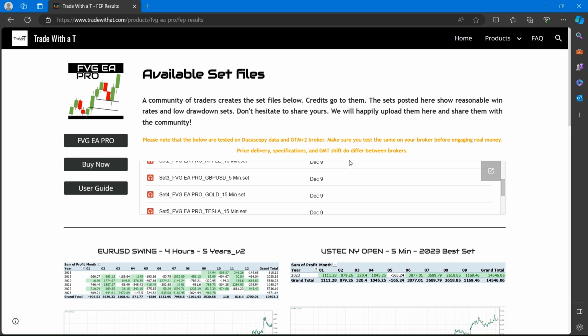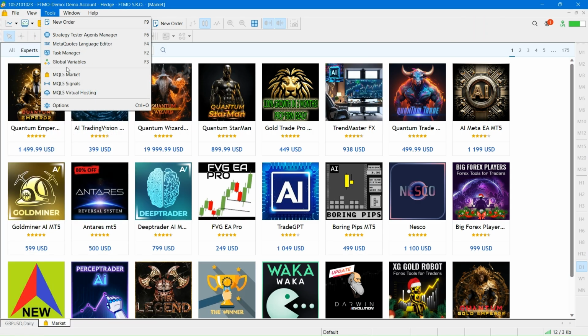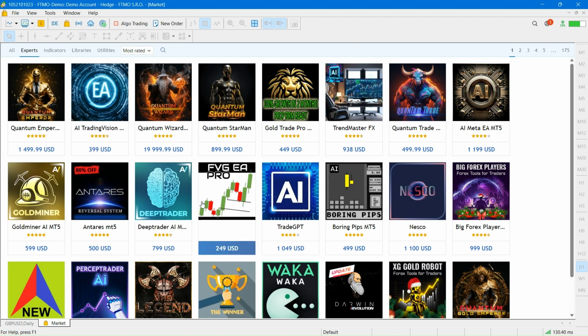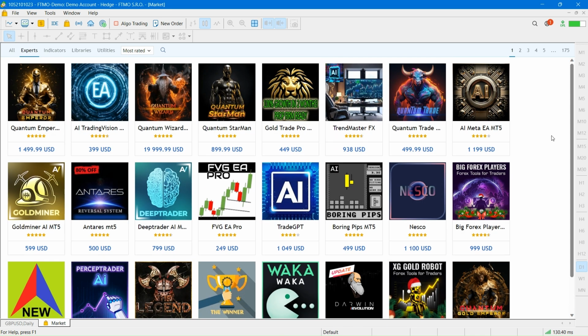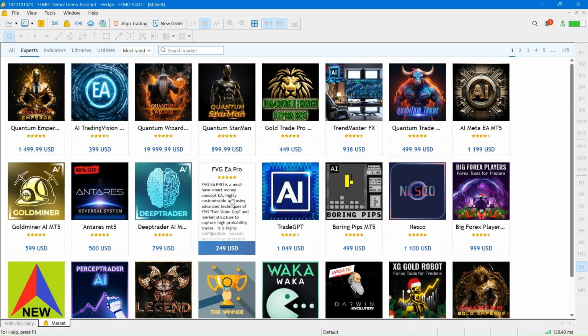Let's jump to MetaTrader 5 and start this step by step. If you haven't bought Fair Value Gap EA yet, you need to go to Tools, MQL Market. You will have this open. You can just click on Experts. Fair Value Gap is part of the top on the market, and frankly speaking, it is the cheaper one among all what is on top of the market. If you don't find it, simply search for it, and you're gonna get it.